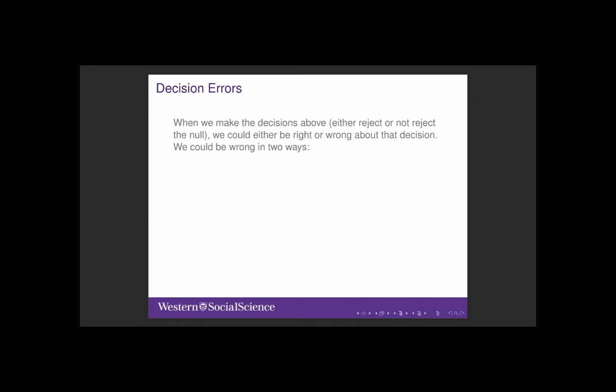When we make decisions regarding the null and alternative hypotheses, we could either be right, that is, we could fail to reject the null when the null is in fact true, or reject the null when the null is in fact false, or we could be wrong. We can be wrong in two different ways.